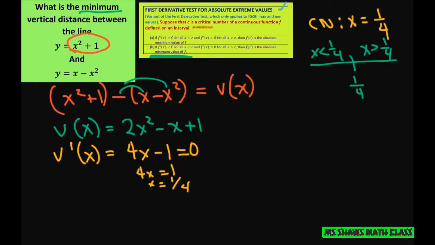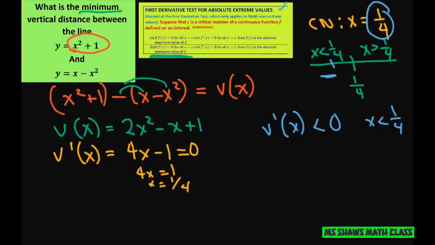You plug it into your equation. Let's plug in -1. If I plug in -1, it's going to be negative. I'm sorry, I keep saying f. v prime is negative here. So it's negative when x is less than our critical number, 1/4.